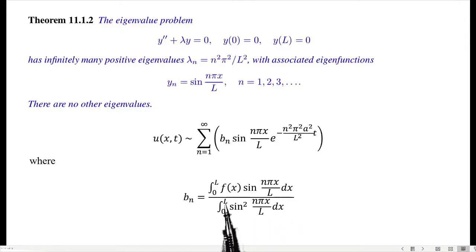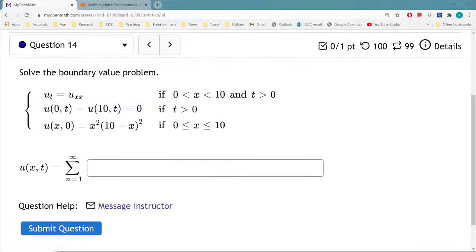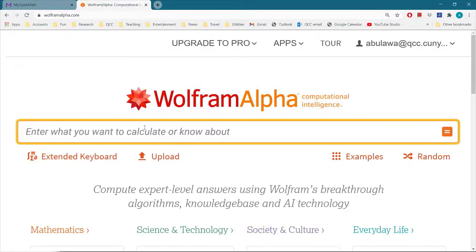Well, first note what our L is. We're going on the interval 0 to 10, right? So our L is 10. So that is what I need to compute. What we're going to do is use Wolfram Alpha, which is a computational engine that you can use on the internet to solve problems like this. And the nice thing about it is you can enter your math problems in natural language here.